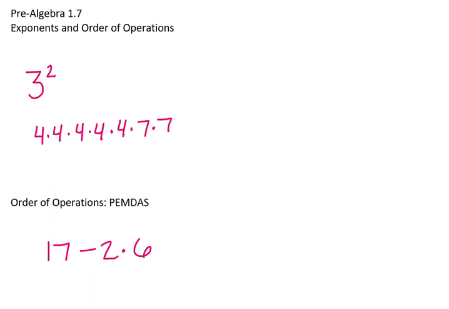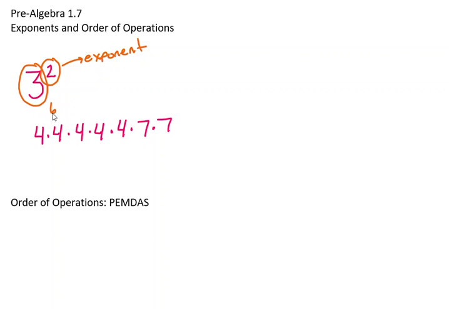We're going to talk today about exponents and order of operations. So let's get exponents out of the way first. You've done these before. The exponent is this little number up here, right? We call that the exponent. And then this big number down here we call the base.